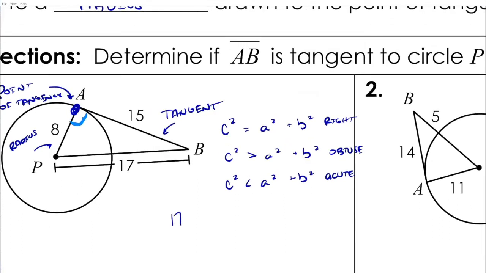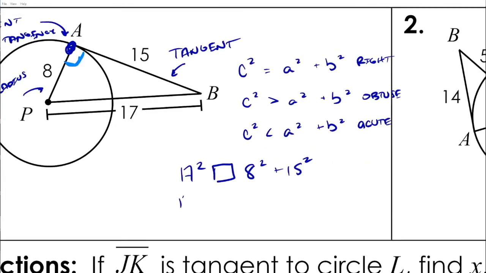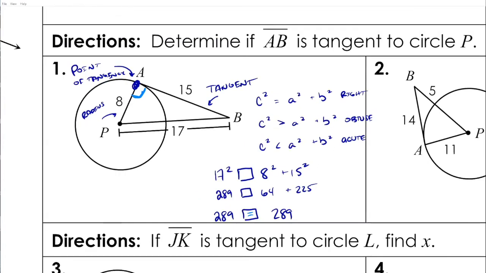So we take our longest side, 17, and we want to know in relation to the other two, is it equal, greater than, or less than? So 17 squared is 289. 8 squared is 64. 15 squared is 225. Combine like terms on the right side, we get 289 is what in relation to 289? That is equal, which means that this is in fact a right triangle. So is AB tangent to our circle? The answer is yes. So the Pythagorean converse allows us to test whether or not two things are tangent.